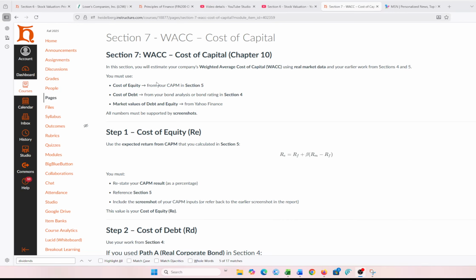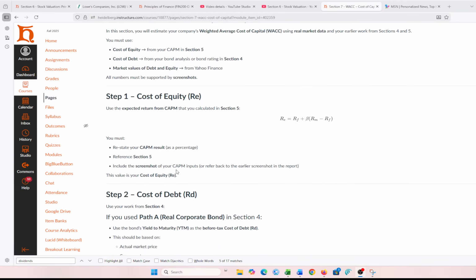What we have here is we have to find the cost of equity and the cost of debt. We got two sections that we already did this in, right? Cost of equity is in section 5, that's the CAPM, the capital asset pricing model. Cost of debt, we did some analysis, and that's just the yield to maturity in the bond section, section 4. And then what we need to do is find the market values for debt and equity from Yahoo Finance.